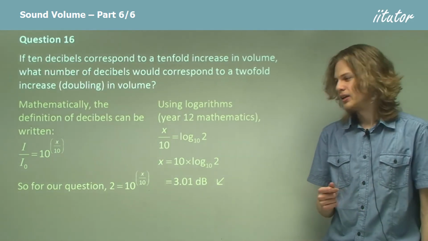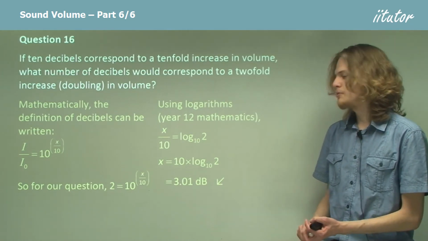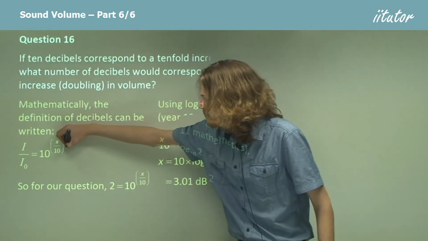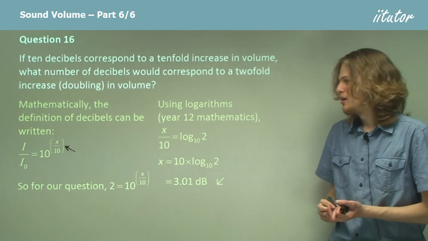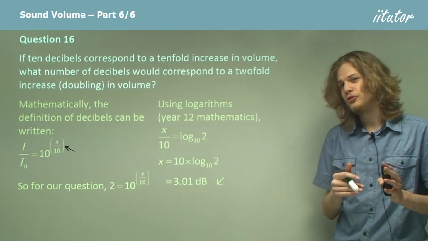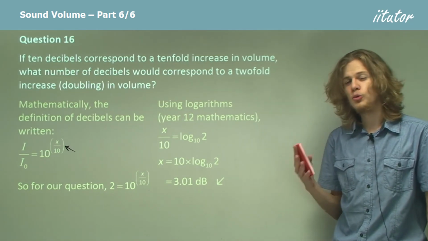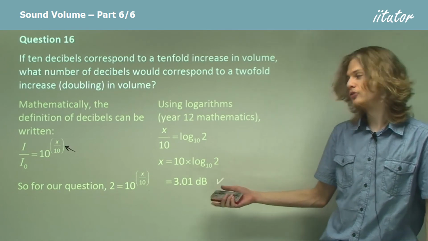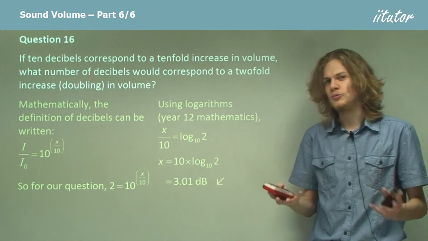So that means that if we increase the number of decibels by 3.01, then we double the intensity of the sound. If you want, you can check this by substituting into this equation here. Now 3.01 is a bit of an approximation, but you should get a number that is very close to 2, which means that increasing the volume of a sound by 3.01 decibels will double its intensity, assuming its frequency doesn't change.